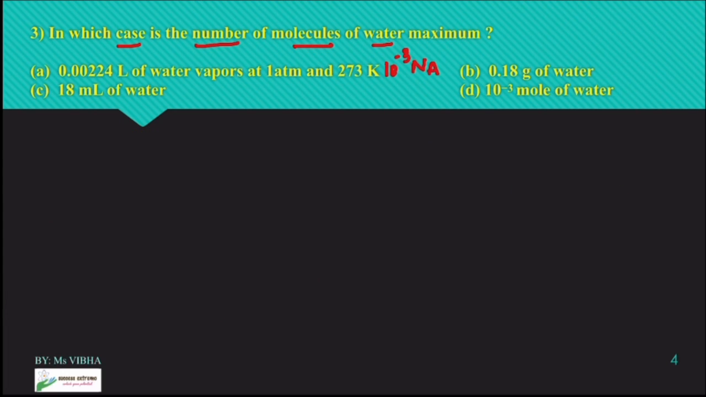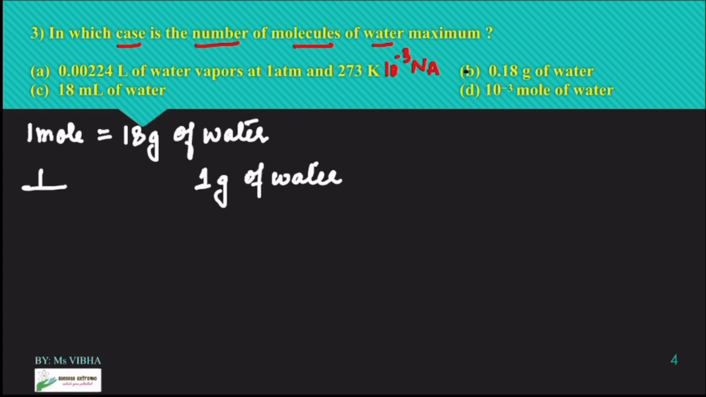Now we will calculate the number of molecules in 0.18 grams of water. We know that 1 mole is equal to molecular weight, so we can directly write 18 grams of water. 1 gram of water will be written as 1 upon 18 moles, and we have to calculate the number of moles in 0.18 grams.